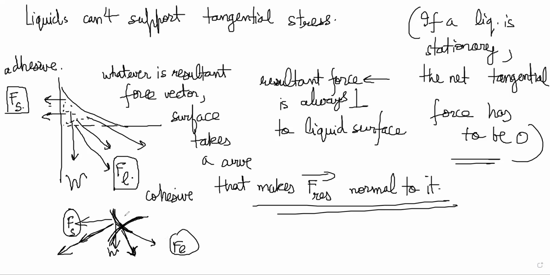So in part A, he has drawn capital F to be this side. This is your capital F resultant, okay? That is the combination of Fs, Fl, and W, right? Basically, this means that Fs is more dominant than Fl, right? Correct. If Fs is stronger than Fl, your resultant will be this side and liquid will take this shape, so that this force is normal to the surface, right?